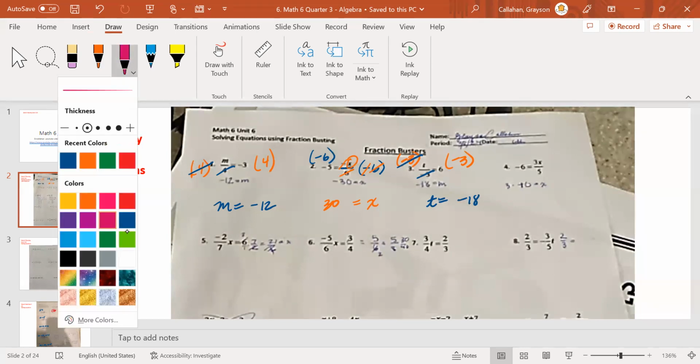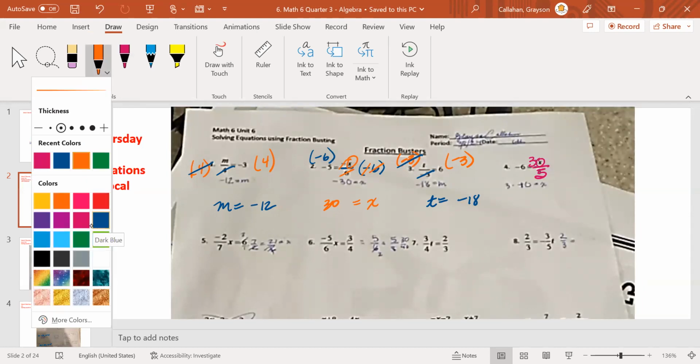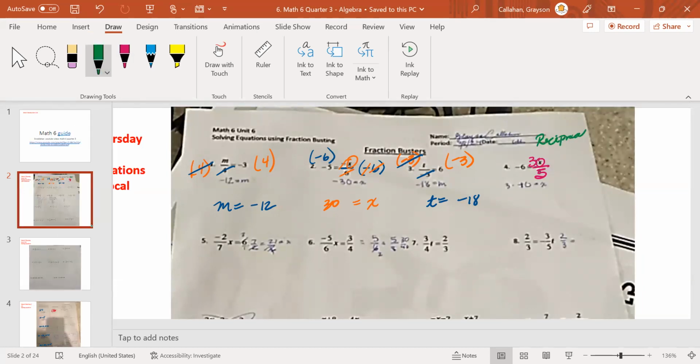Number 4. Here, you want to get the x by itself. But do you see how there's a 3 over 5 right there? To get rid of that, you have to do this thing called the reciprocal. The reciprocal just means you flip it. So you're going to flip 5 over 3. Do you see that? Multiply the same thing on the left side.